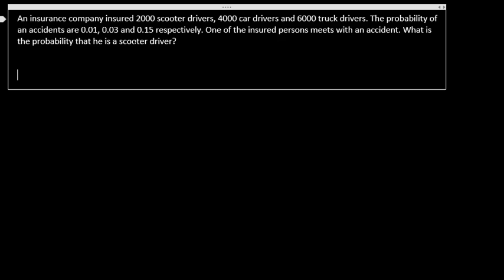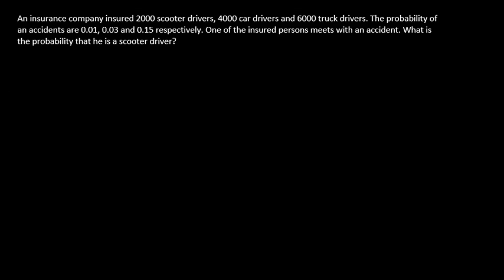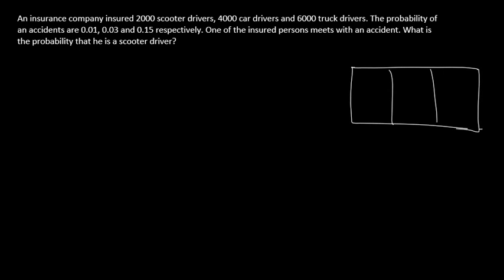One of the insured persons met with an accident. What is the probability that he is a scooter driver? So an insured person met an accident, so it is known that an accident was there. Now we have to find that it was a scooter driver. So again, the sample space is divided in how many partitions here? It is divided in 3 partitions. One is scooter driver, one is car driver, one is truck driver.